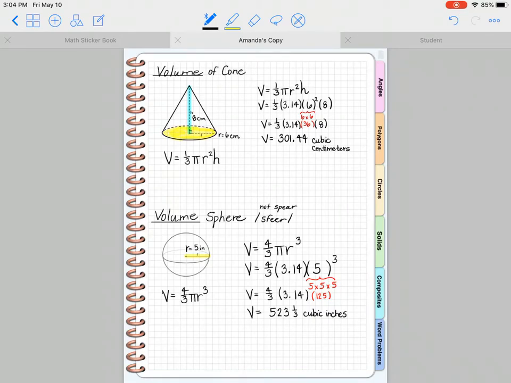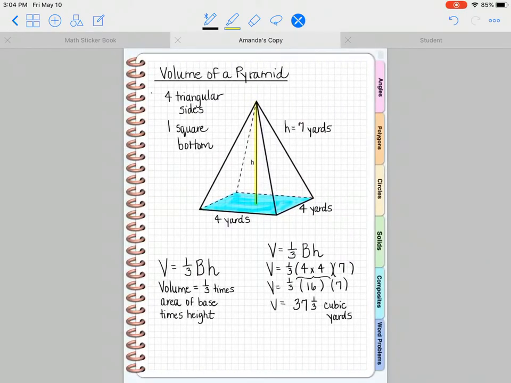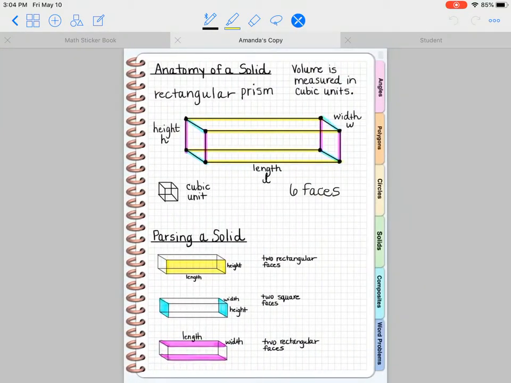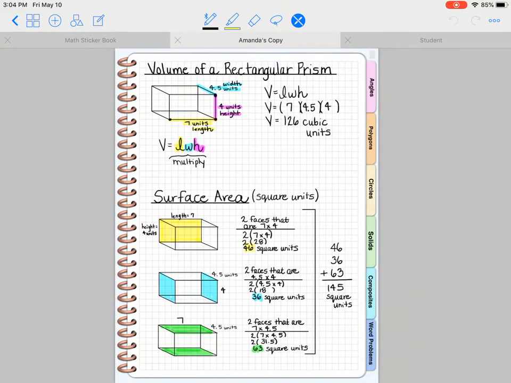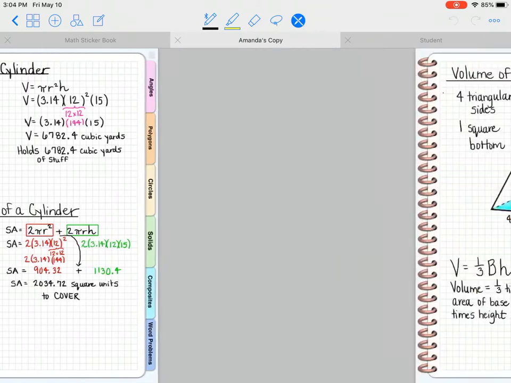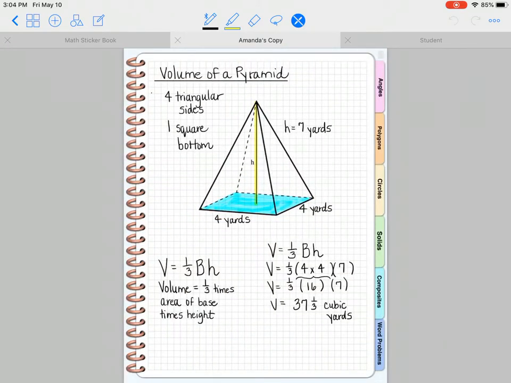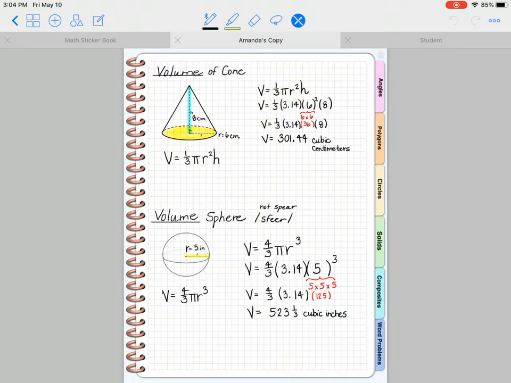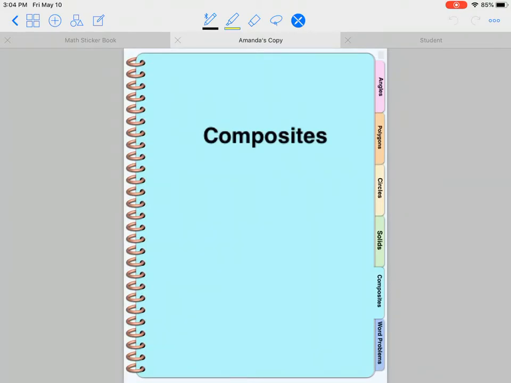Okay, we have completed yet another module. We are almost through this whole course. And just to flip through on the solids, we started with prisms, and then we moved to cylinders, and then we moved to pyramids, cones, and spheres. So the next module will deal with composites. This is my favorite one. The composites module I absolutely love. And the word problems. So I like all of this.